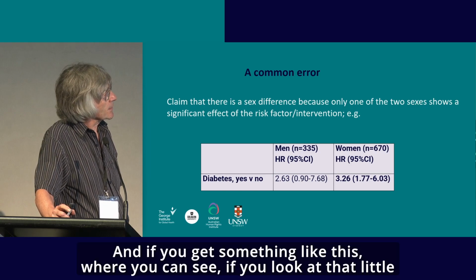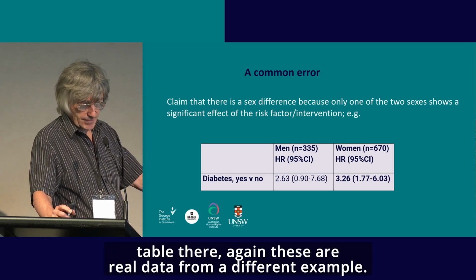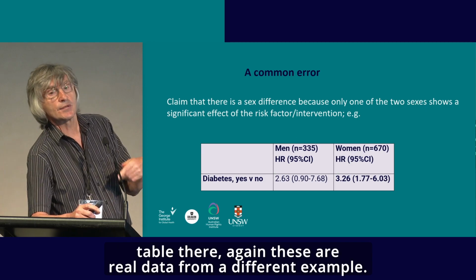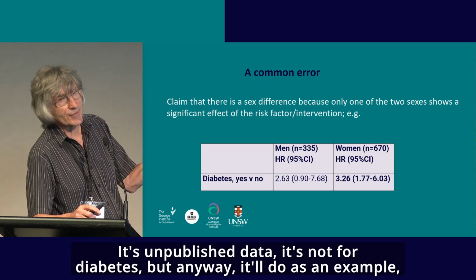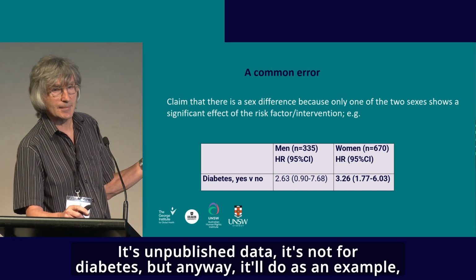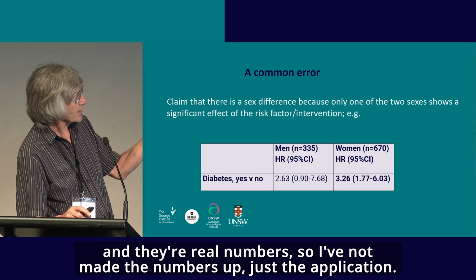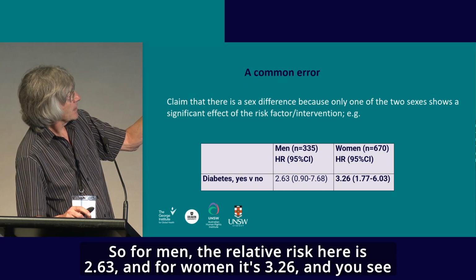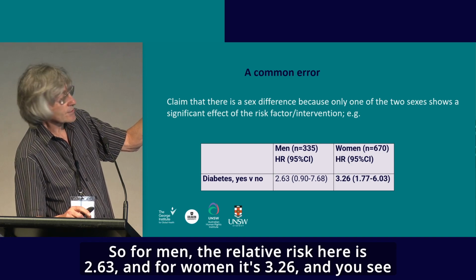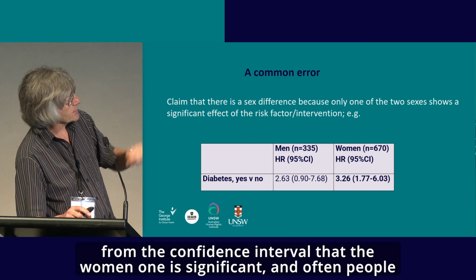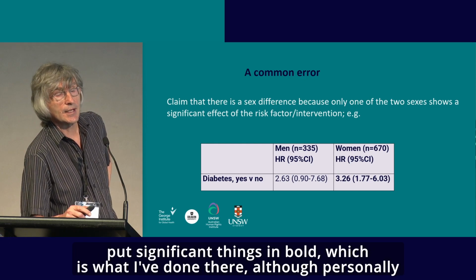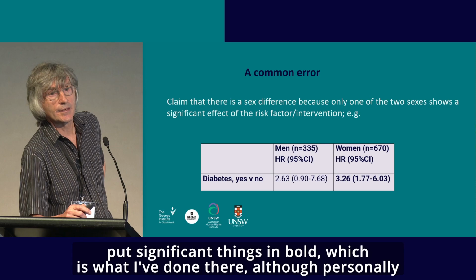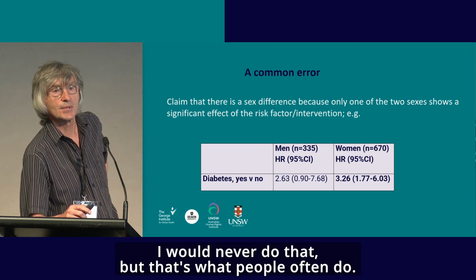And if you get something like this, where you can see, if you look at that little table there, again, these are real data from a different example. It's unpublished data. It's not for diabetes, but anyway, it'll do as an example. And they're real numbers, so I've not made the numbers up, just the application. So for men, the relative risk here is 2.63, and for women it's 3.26. And you'll see from the confidence interval that the women one is significant. And often people put significant things in bold, which is what I've done there, although personally I would never do that, but that's what people often do.